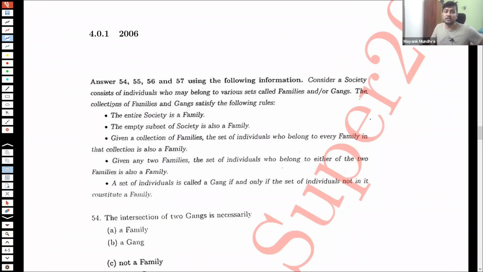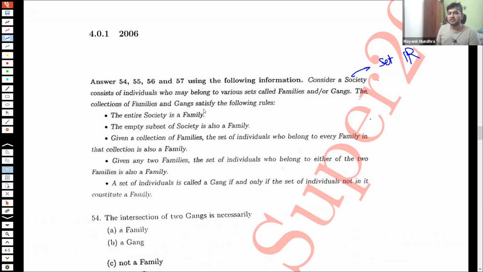Okay, so consider a society that consists of individuals who may belong to various sets called families or gangs. So society is basically the set R, the set of real numbers. And families or gangs imply open sets or closed sets. So the idea is that when they gave this question, probably nobody was able to solve it. But now you see that DSC does this thing. Yeah, they have done it multiple times. So when you see a very vague looking question like this, you have to think in the direction of topology. Now, which of family or gang represents open sets or closed sets will be clearer from here.